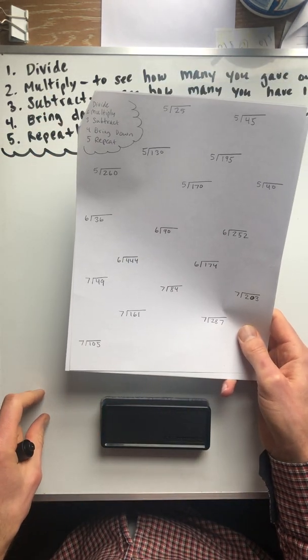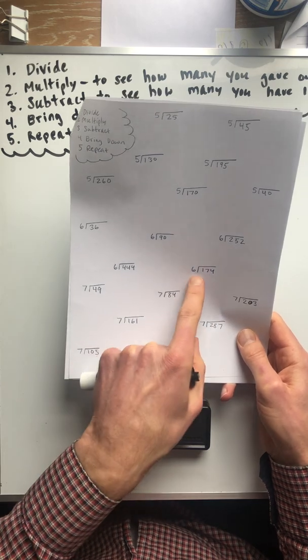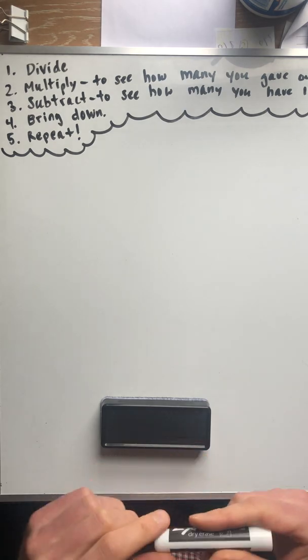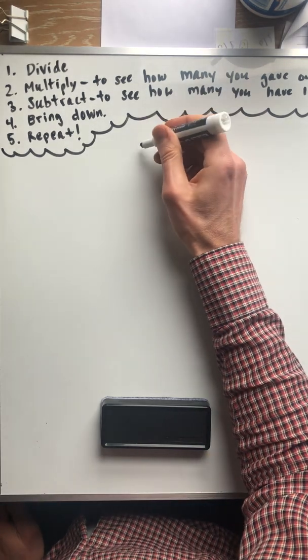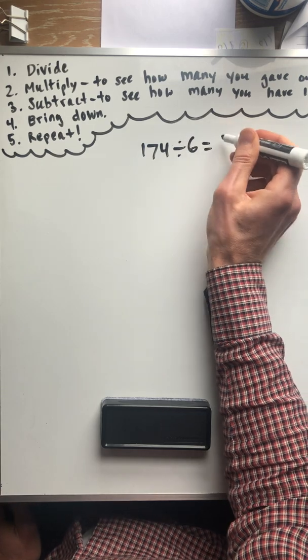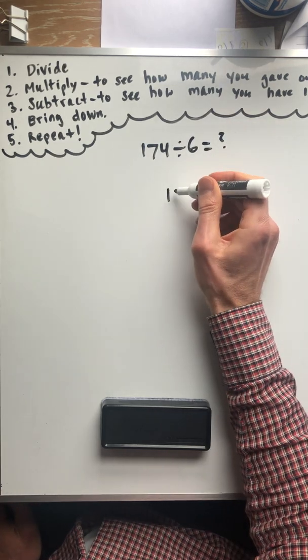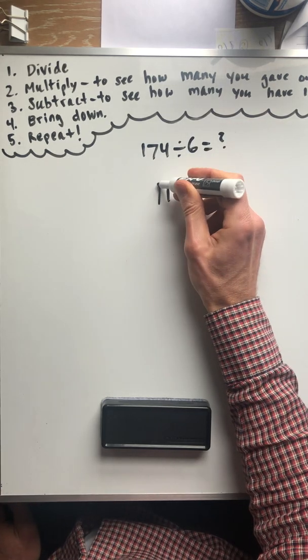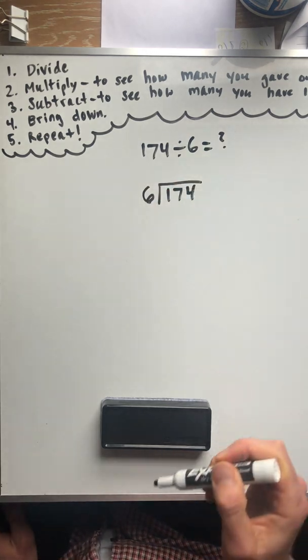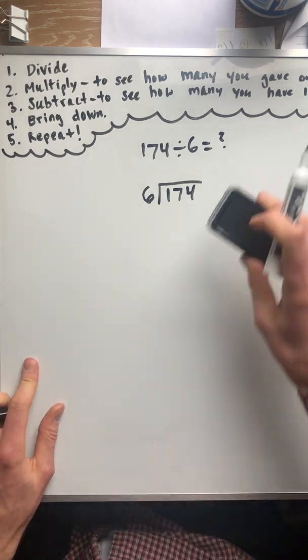I'm going to do this one. 6 times what equals 174, or 174 divided by 6 equals what? And it can also look like this. 6 times what equals 174? Anybody have a guess?